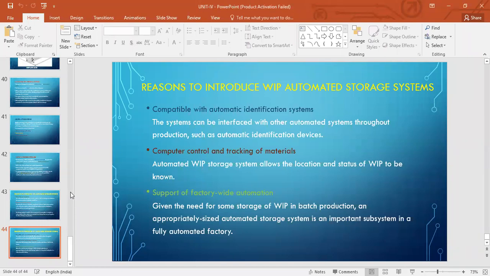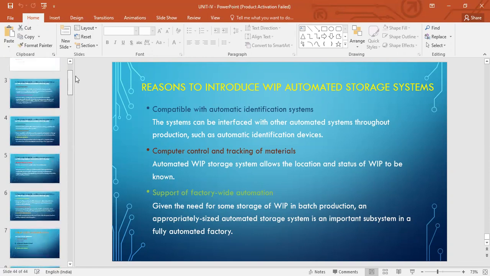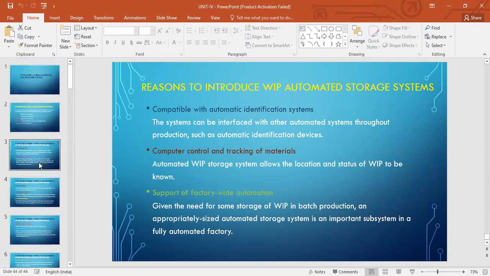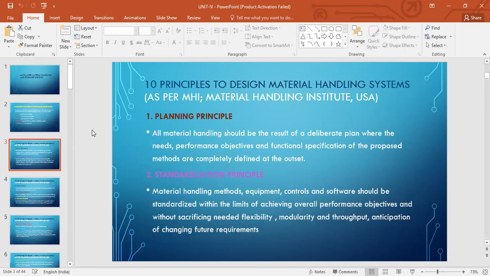Okay, another point about the principles of material handling. Let us have a look at that. So as per the Material Handling Institute, that is based in USA, they have laid out the 10 principles whenever you're designing a material handling system. This is about design of material handling systems. So the 10 principles that you have to take into account, so that you can better design it.